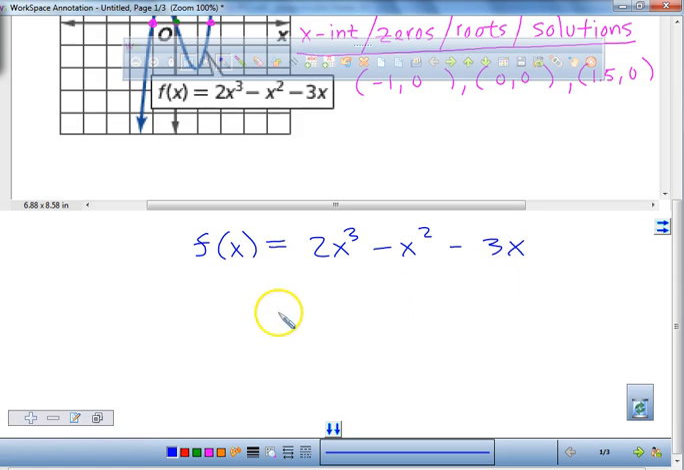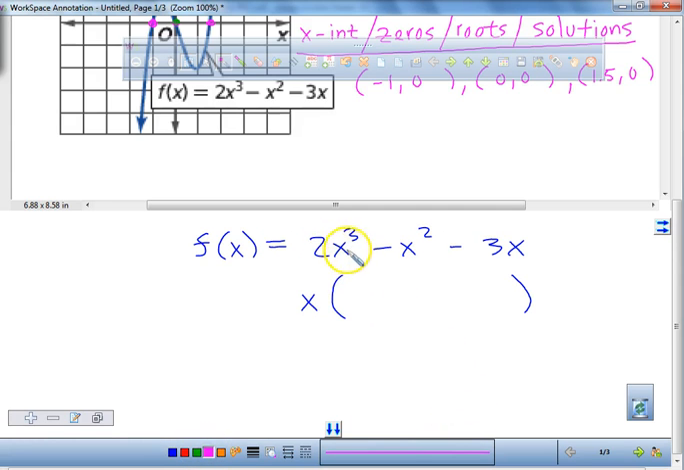X. So what I'd like you to do, step number one, I want you guys to factor out the x out of this algebraic expression right here. Factor out the x. Okay? If we factor out the x, let's see what we have left.